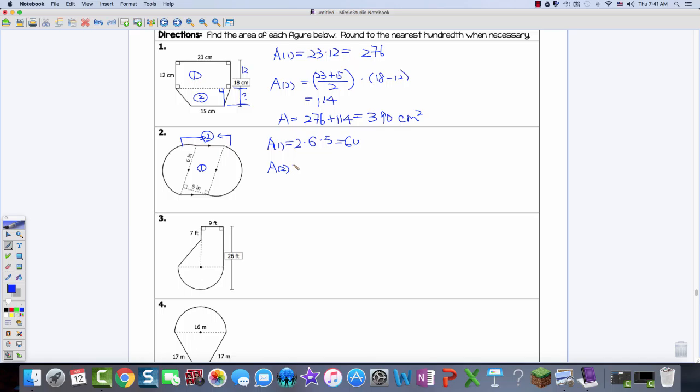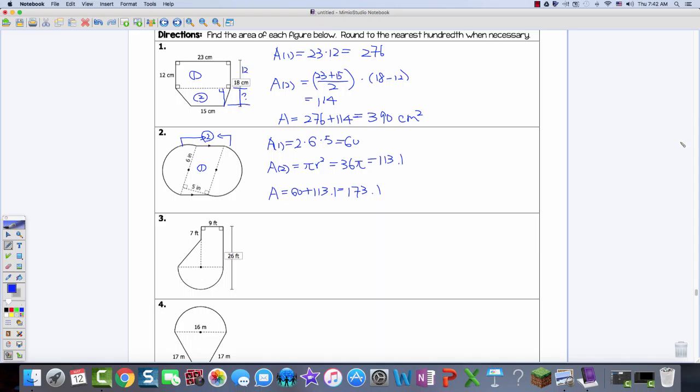And my second area, the formula is pi r squared. R is 6, r squared is 36 pi. And it comes out to be, I think, 113.1 if you use pi. And again, you add the two together, you should have 173.1.